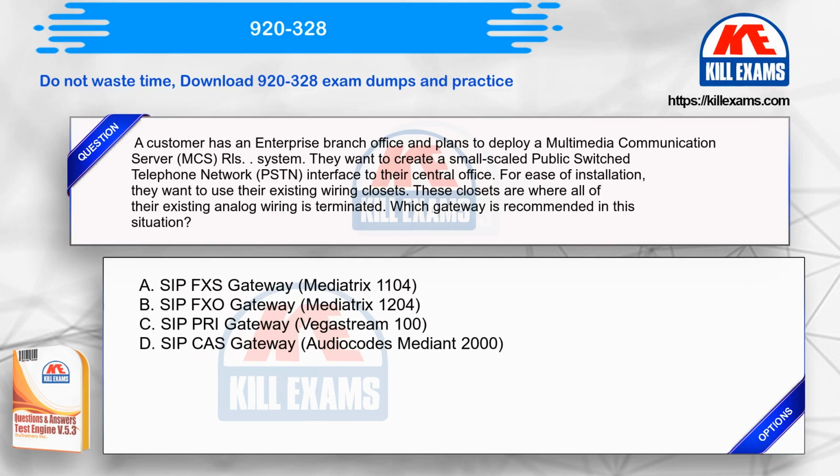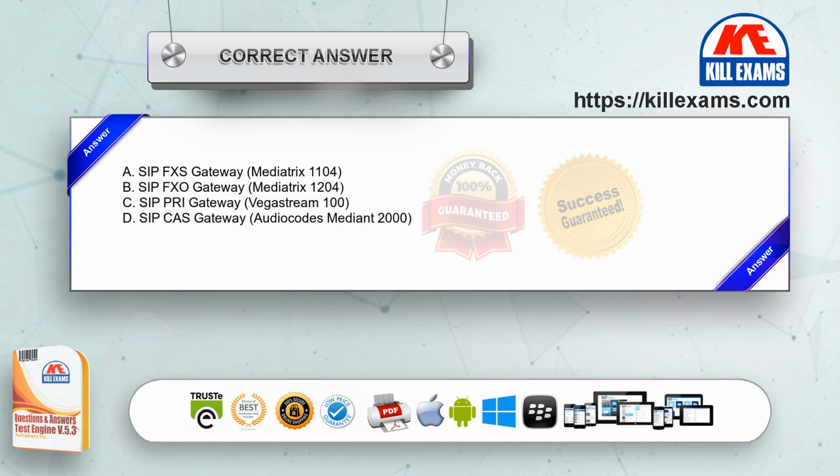Option A. SIP-FXS gateway, Mediatrix 1104. Option B. SIP-FXO gateway, Mediatrix 1204. Option C. SIP-PRI gateway, Vegas Stream 100. Option D. SIP-CAS gateway, AudioCodes Mediant 2000. The correct answer is option B.